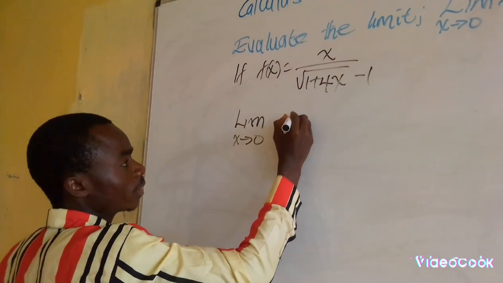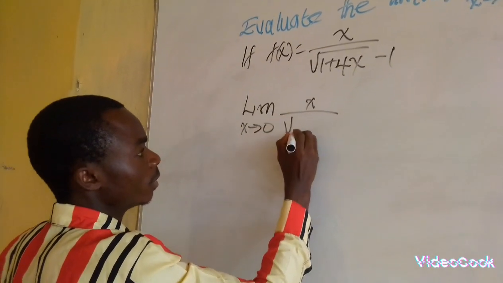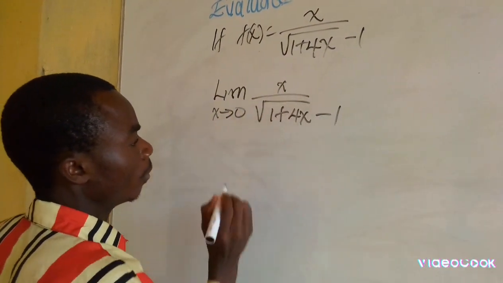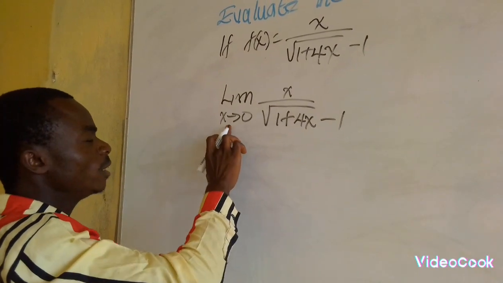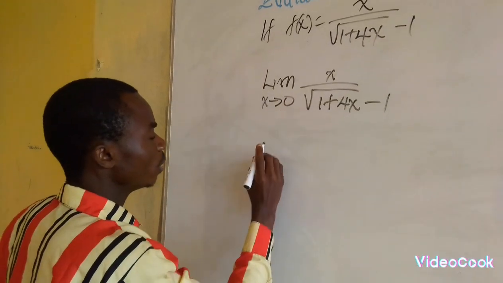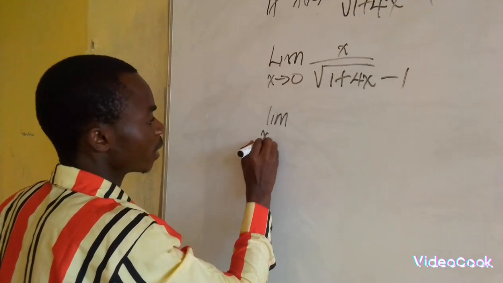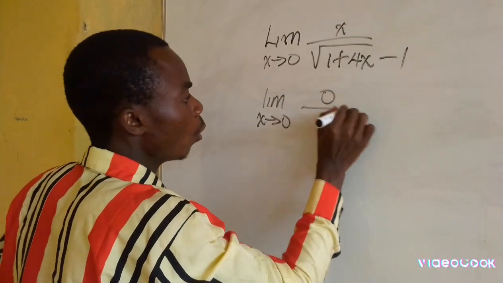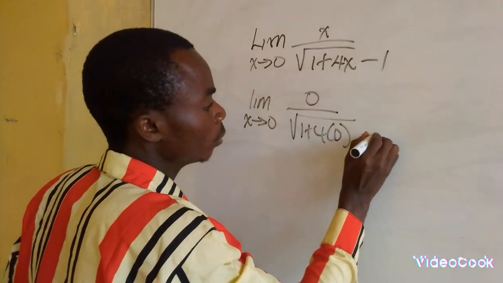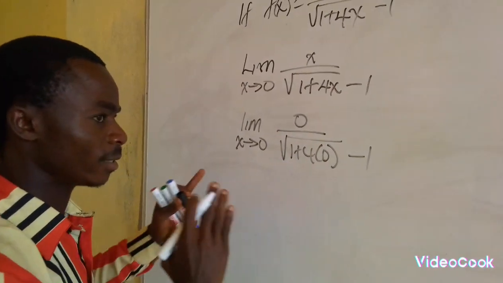So we're going to break this entire equation down like this. 1 plus 4x minus 1. That means wherever we see x, we put 0 there. Before we do this, we have to write down limit as x approaches 0. So this is 0 divided by the root of 1 plus 4 times 0, minus 1. We want to check whether it exists.